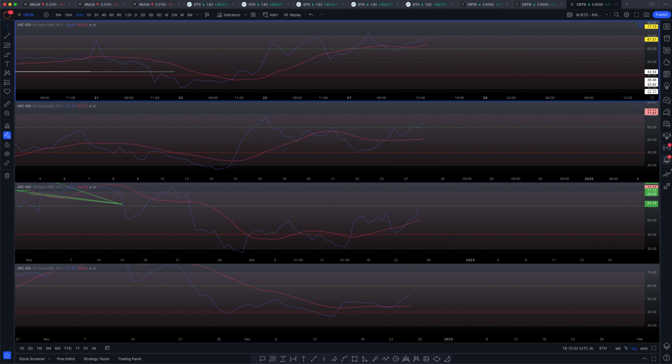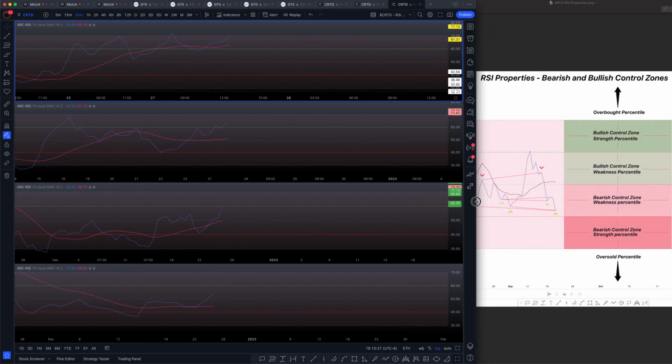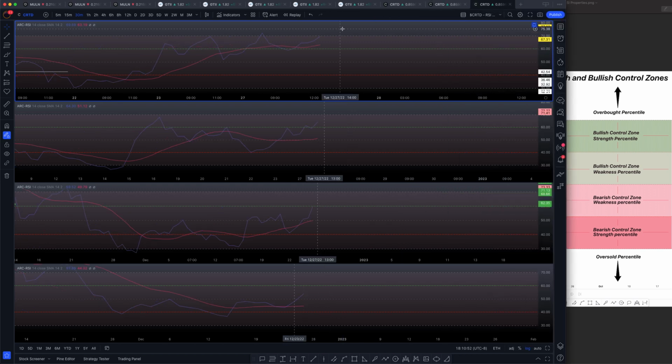Okay, so this is going to be the RSI. So for the new viewers, please take a gander at this right over here, as I have made a diagram for your convenience. Okay, I blew it up right here so that you can see these 4 zones in particular. These 4 zones are located right here live on the chart so that you can take a look at as I speak of these zones.